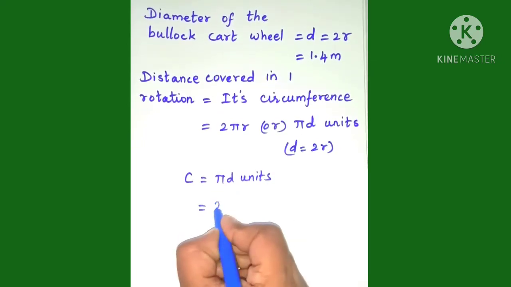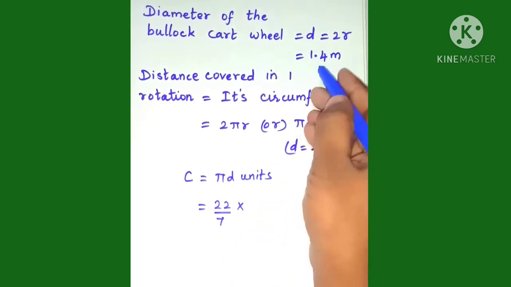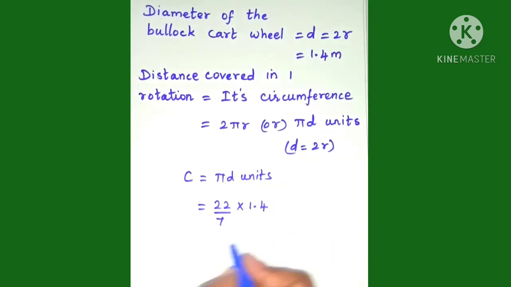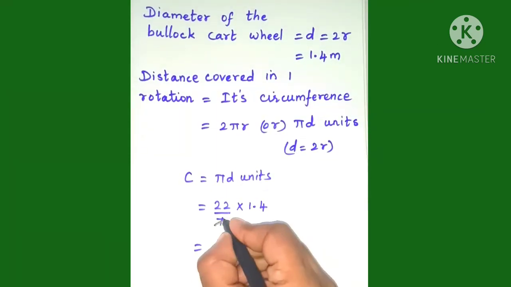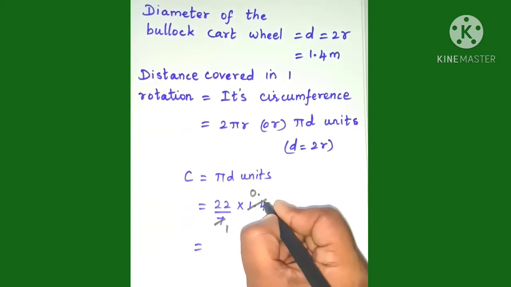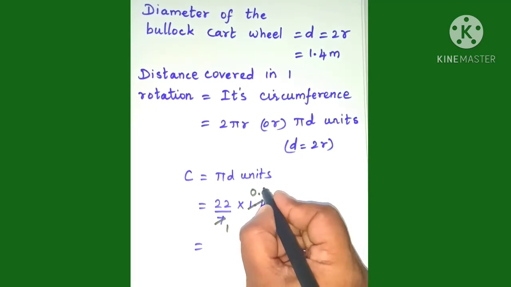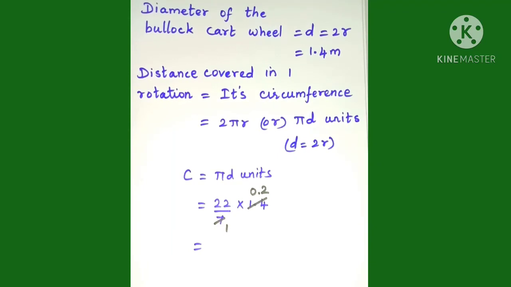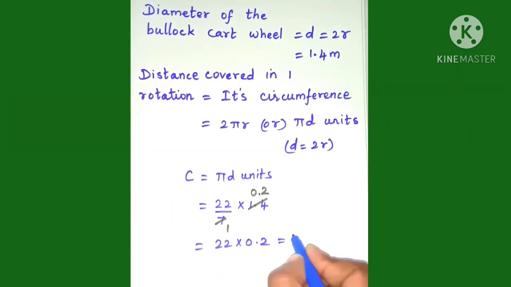So that is pi is equal to 22 by 7 and d. What is the value of d? That is diameter is 1.4. Now cancelling 7 and 0.14 becomes 14. So 7 2s are 14. So 2 times. And here 22 into 0.2 we get. So that is 4.4 meter.